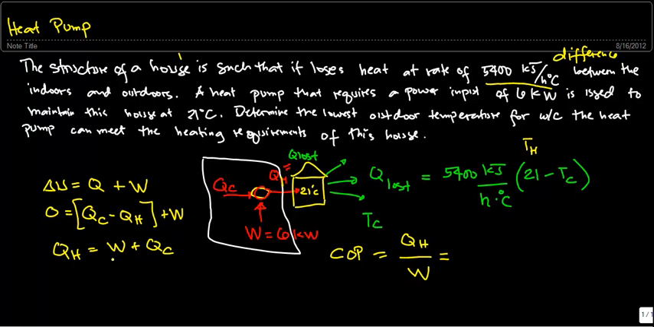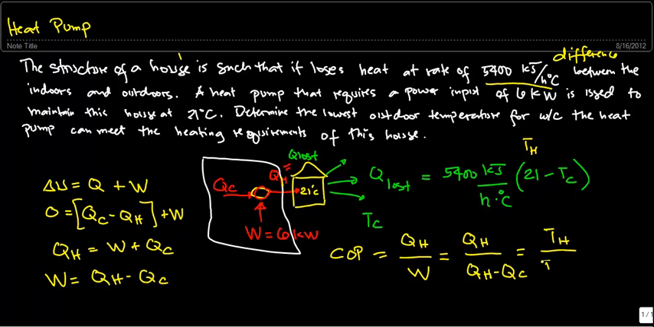There are many ways, but if I substitute QH to be W plus QC, I don't get anything, because we should be solving for W. So if we solve for W from the first law, it could be written as QH minus QC, right? So if we substitute that W, QH over W, which is QH over QH minus QC, this ratio can now be expressed in terms of temperature. QH could be expressed in terms of TH, and QH minus QC could be expressed as TH minus TC.